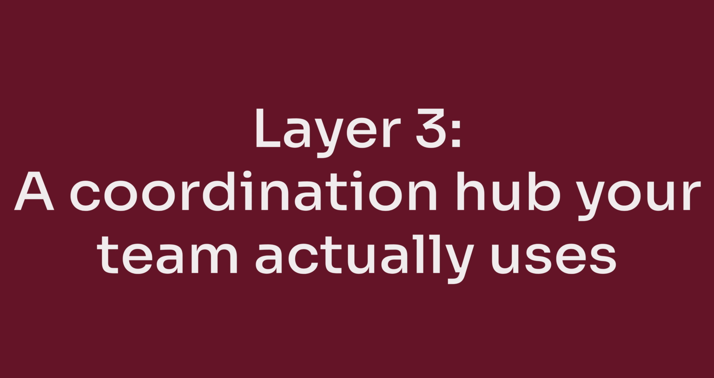Layer 3 is a coordination hub that your team actually uses. Your team has one central place where everything lives. Your guest list, the run of show, dietary restrictions, vendor contacts, the timelines, the task assignments is all organized. It's current and it's the first place that people go when they're looking for information.